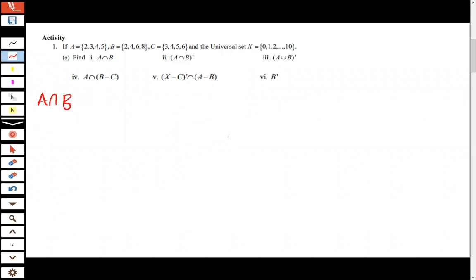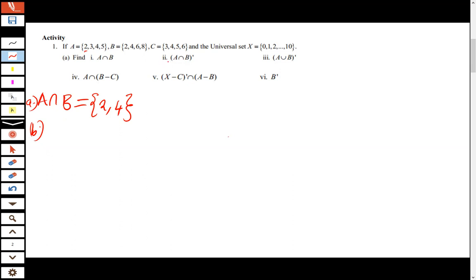A intersection B is simply finding common elements between A and B. When you look at A, in A we have 2, in B we also have 2. So 2 is common, you can write 2. We have 3, we don't have 3 in B. We have 4, we have 4 there, so you can also write 4. Then we have 5, we don't have 5 in B, so we leave it. So A intersection B is simply {2, 4}. So this is part A. Let us also quickly look at part B. I don't know if you have questions about the intersection.